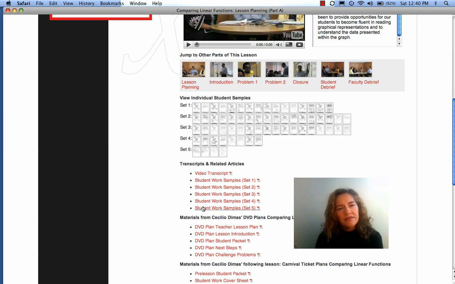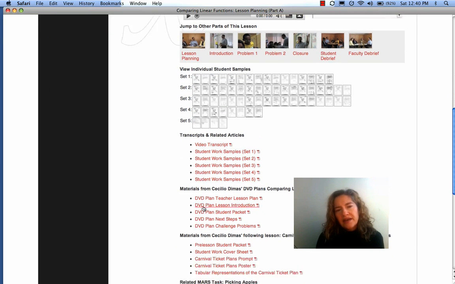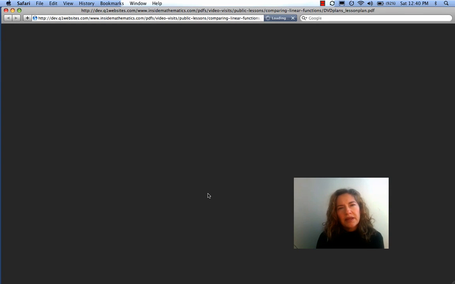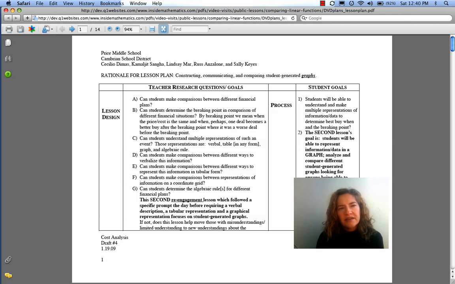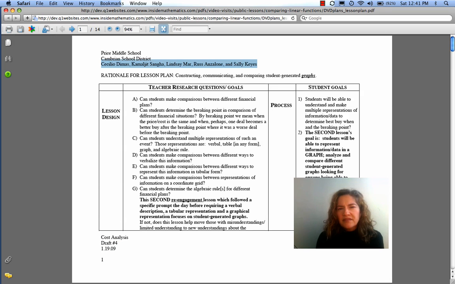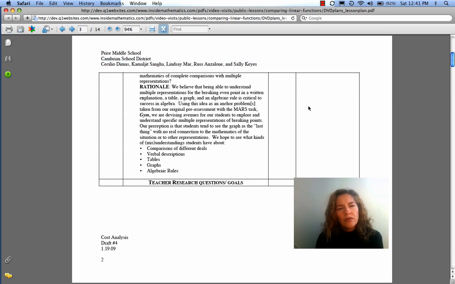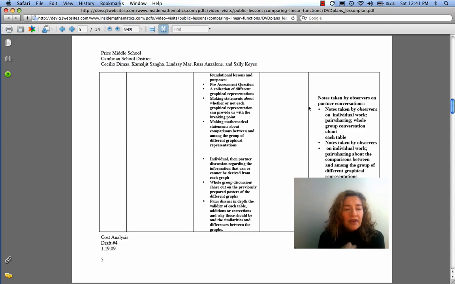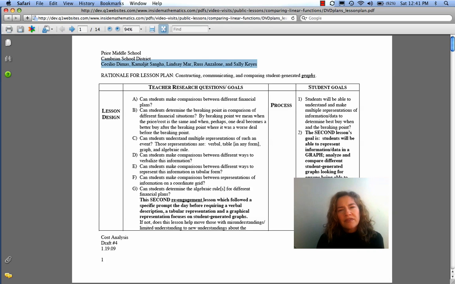So you can look through all of these 5 sets of work samples as well as the lesson plan, for example, for this entire lesson. You can see all the people who were involved in the development of this lesson. They have their rationale, they have all of the different parts of the lesson design, what's the process, what are these student goals. For my use, I could imagine even with pre-service teacher candidates using this as a model of collaborative lesson planning and saying, okay, what are those goals?